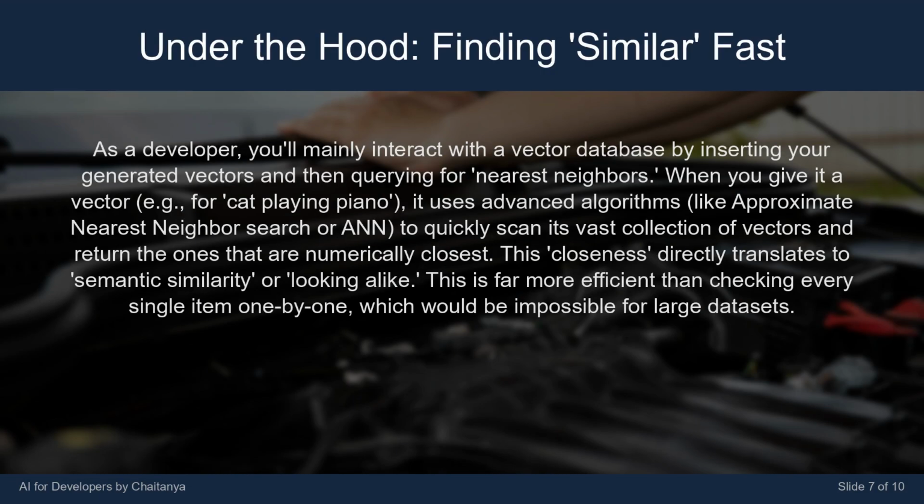As a developer, you'll mainly interact with a vector database by inserting your generated vectors and then querying for nearest neighbors. When you give it a vector, e.g., for cat playing piano, it uses advanced algorithms, like approximate nearest neighbor search or ANN, to quickly scan its vast collection of vectors and return the ones that are numerically closest. This closeness directly translates to semantic similarity or looking alike. This is far more efficient than checking every single item one by one, which would be impossible for large datasets.